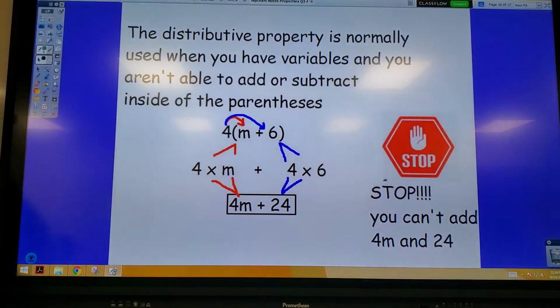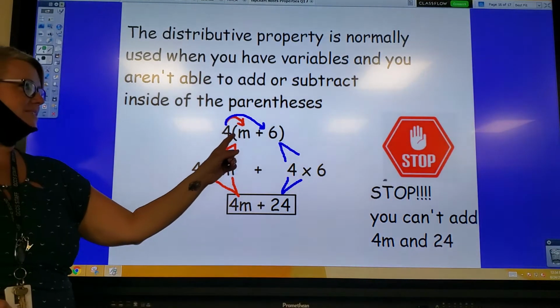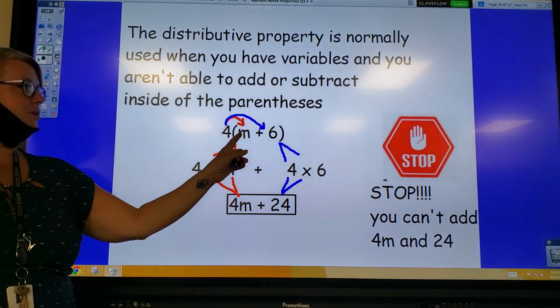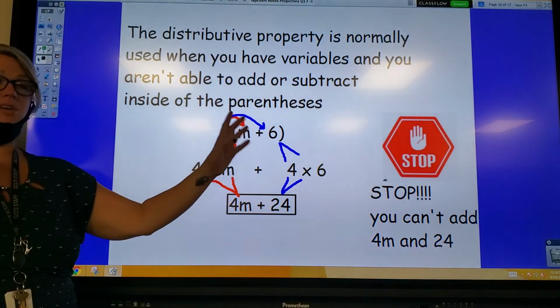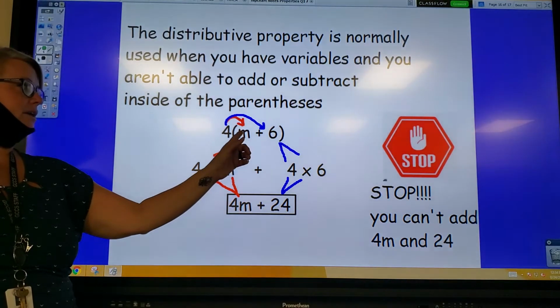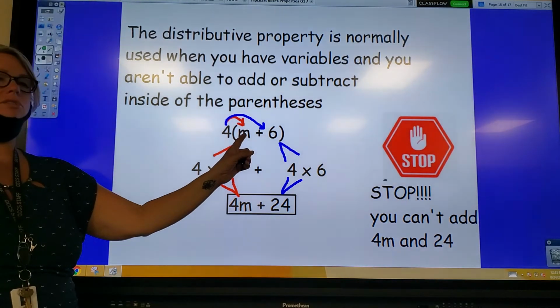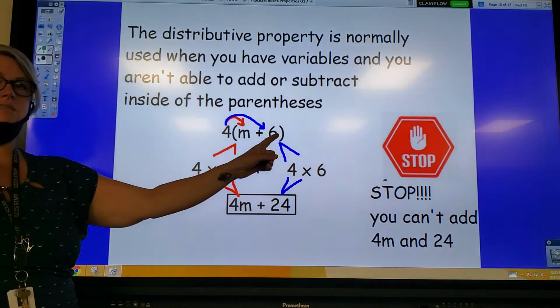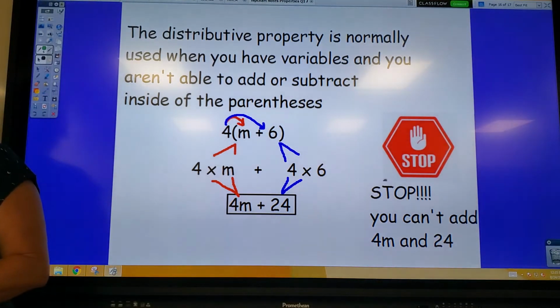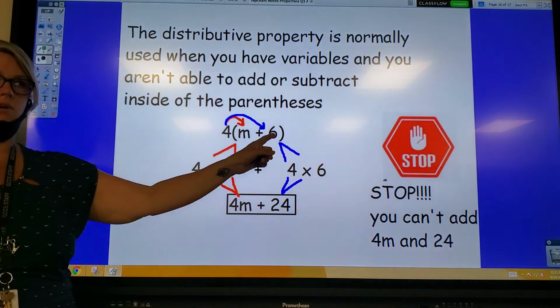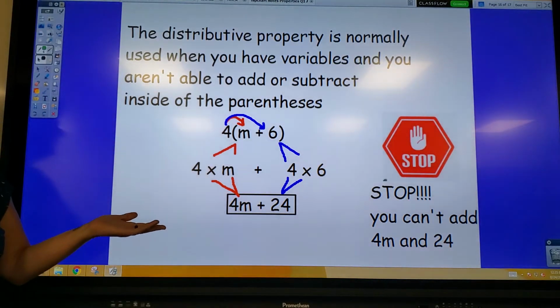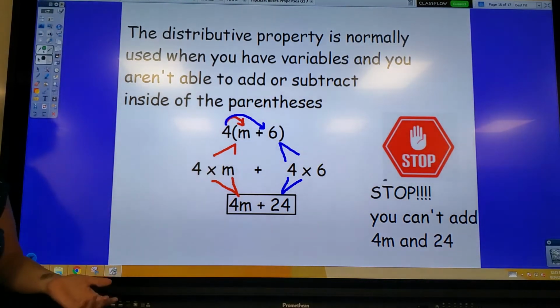So when you have variables like this one, again, don't write it yet, I promise there'll be time. When you have variables, you cannot add a variable to a number or a number to a variable. You can't subtract them either, okay? So in this problem, we wouldn't be able to do m plus 6. Those are called unlike terms, okay? Because one of them has a variable and one does not have a variable. However, even though you can't add or subtract unlike terms, you can multiply.